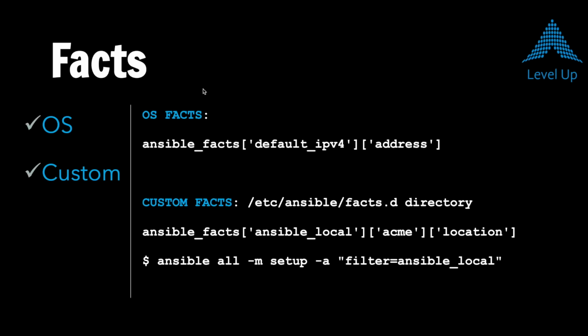Next, let's take a look at working with facts, both the operating system facts that Ansible is able to derive from a basic run and how we can actually access those facts and put those into variables and so forth, and other playbook parameters. Also want to highlight custom facts, which tends to be overlooked as a solution.